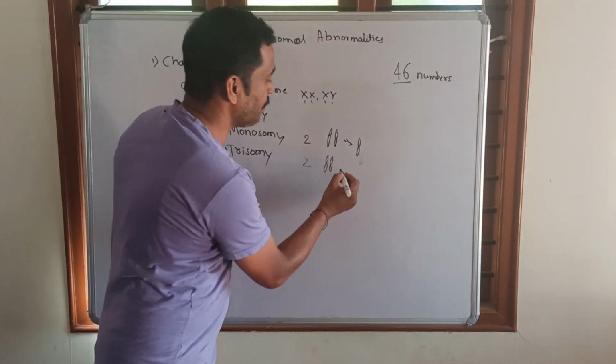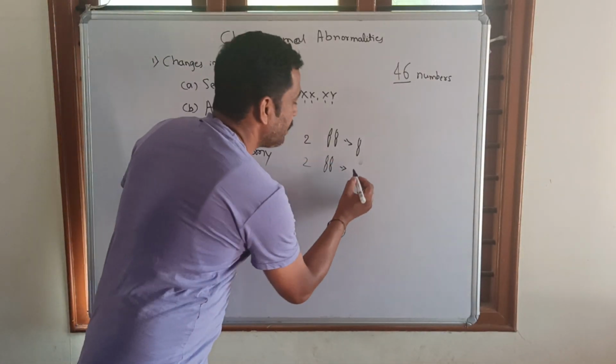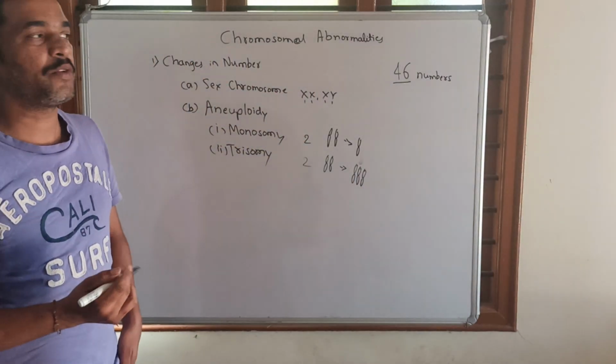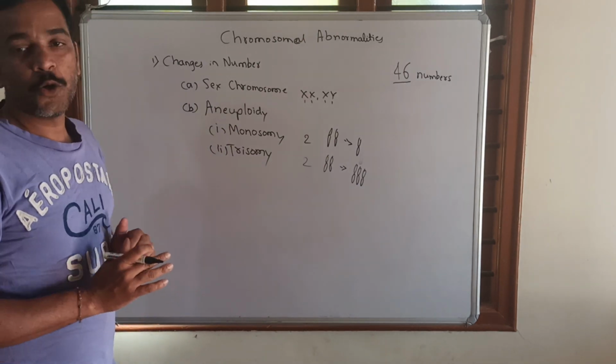instead of 2 chromosomes in the daughter cell, there will be 3 chromosomes. So when more chromosomes come, it leads to certain kinds of problems in humans.